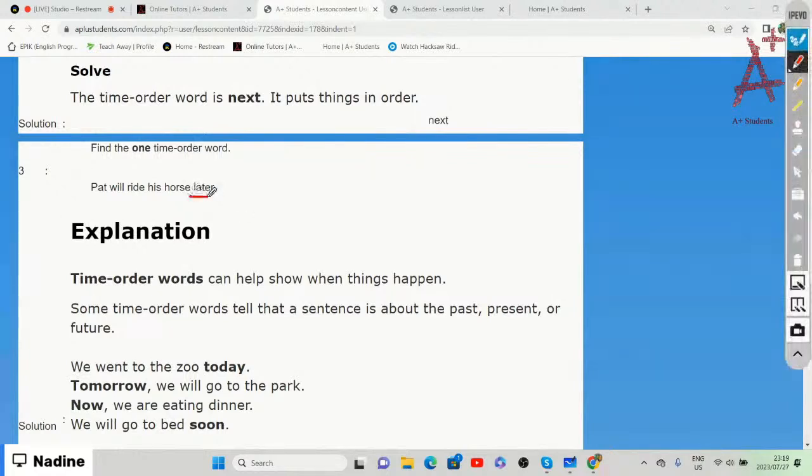right? It's like asking yourself, when are things happening? Then you can say that he will ride his horse, but he will ride it later. Because later gives us the indication of either the past, present, or future. Right? So later must still happen. All right, so Pat will ride his horse later.